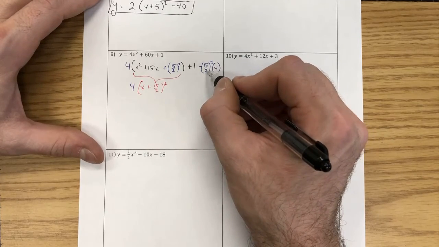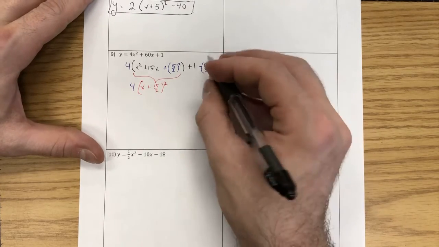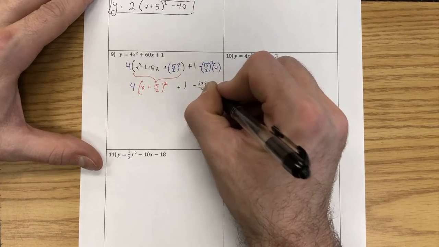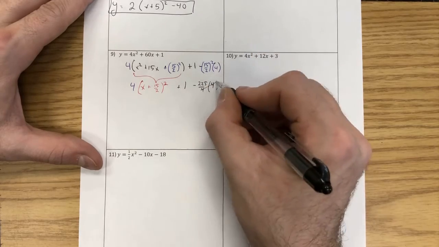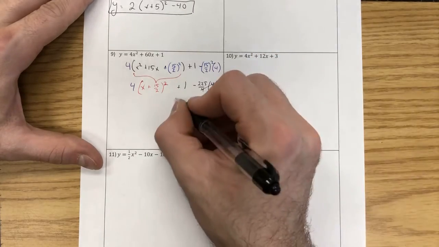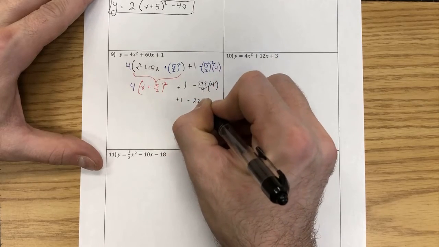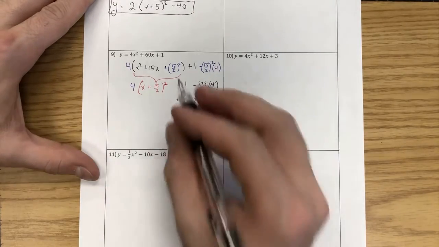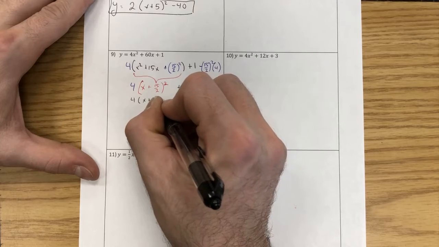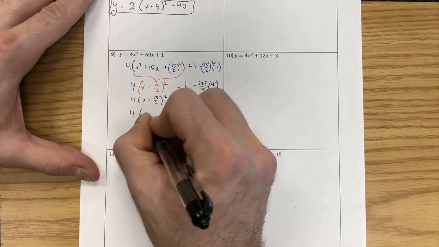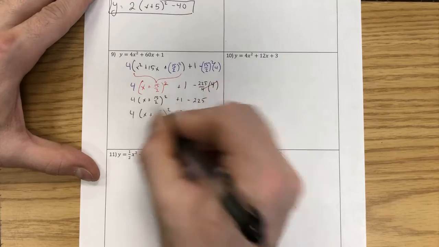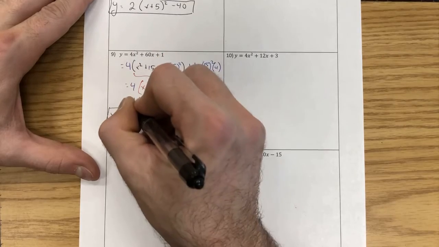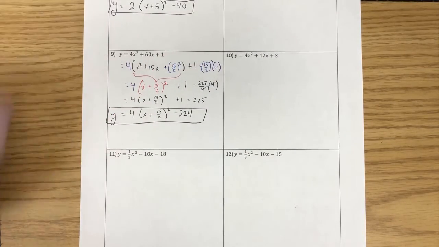Let's see, so 15 halves squared, that's going to be 225 over 4 plus 1 minus 225 over 4 times 4. Well, those are going to cancel out. It's going to be a plus 1 minus 225, and that's going to be a minus 224. There we go. Boom. How'd you do?